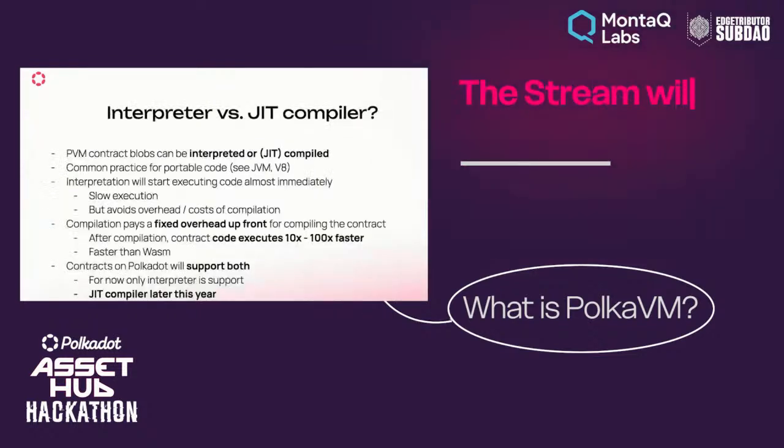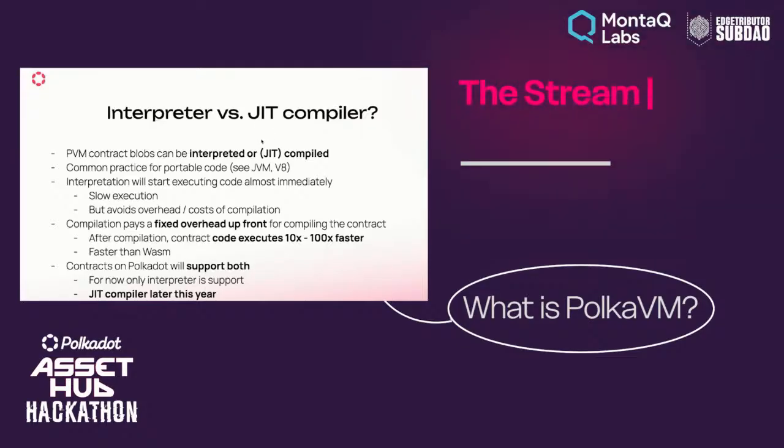So as it is a standard, if you have portable code, for example, JVM or also Node, the V8 engine does this, you can actually either interpret or JIT compile the PVM blob. Interpreting it means you can start execution instantly like the EVM does. So interpretation is obviously also much slower, but it might not matter because, as I said before, if your contract does not do a lot of work, interpreting it will always be faster than compilation.